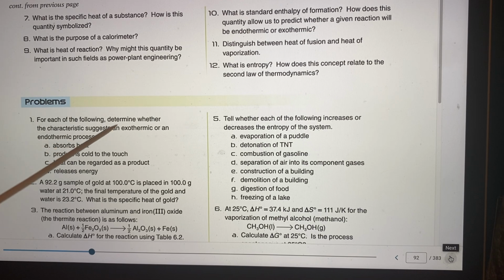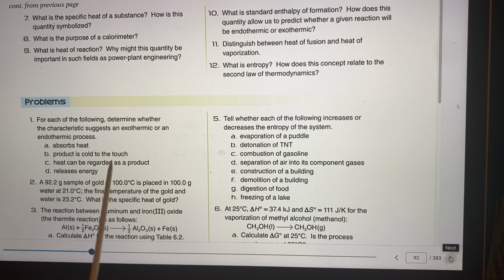First problem is, for each of the following, determine whether the characteristics suggest an exothermic or endothermic process. So if something is absorbing heat, what's that going to be? Endothermic, right? Because it makes it cooler. If you're absorbing energy on one side, the other side is going to be cooler. So if you're absorbing heat, it's going to be endothermic. Now if you're giving off heat, it's going to be exothermic.